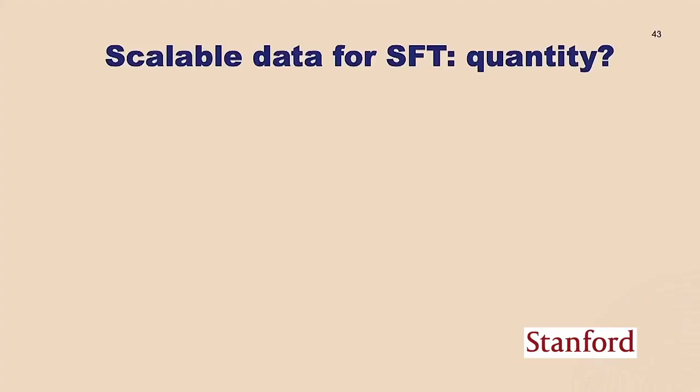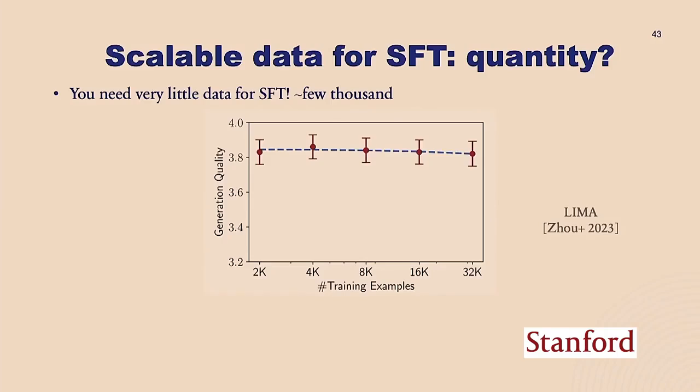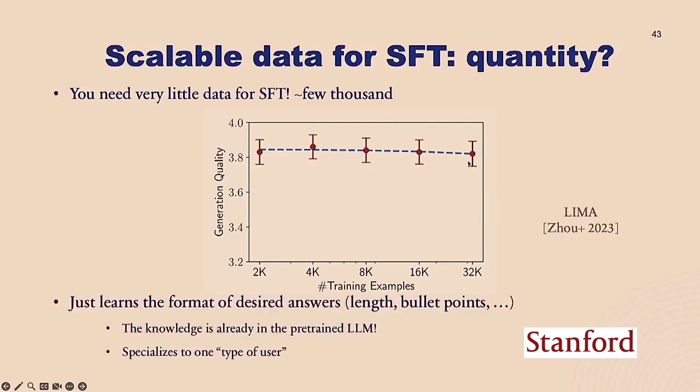Quantity of data. So we talked about what type of data and how we collect it. One thing which is surprising with SFT is that you don't need that much data. What this paper showed, called LIMA, is that if you scale the amount of data you use for supervised fine-tuning from 2,000 to 32,000, it really doesn't help much. So here, scaling laws definitely don't help. The intuition here is that all you learn is how to format your desired answers.